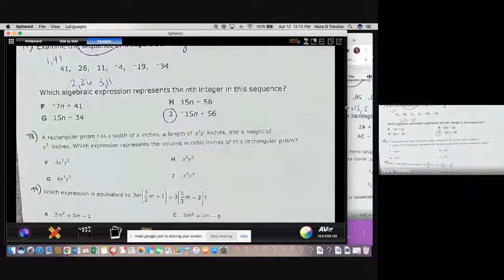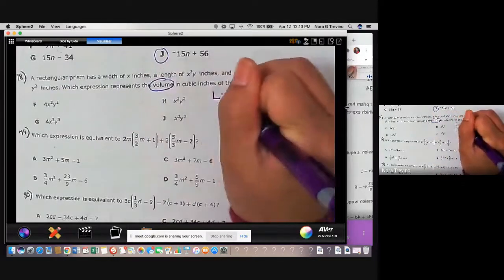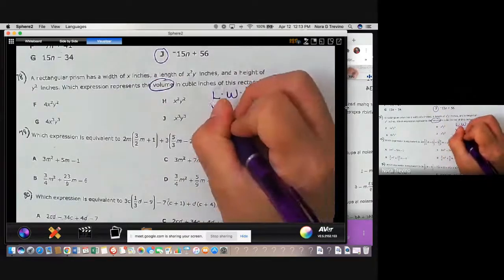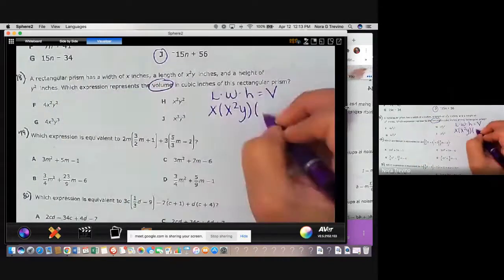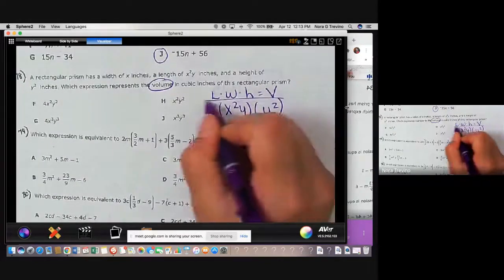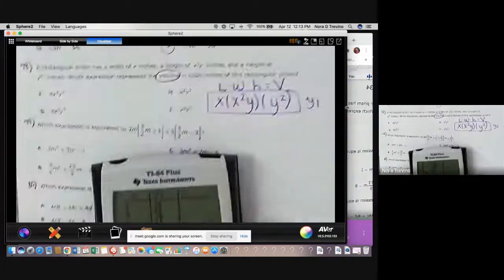Okay. Look at 78. A rectangular prism has a width of x, a length of x squared y, and a height of y squared. Which expression represents the volume? Again, volume is length times width times height. So all they're telling you to do here is to do x times x squared y times y squared. So this is basically laws of exponents, but being asked in a volume question. And no, you don't have to solve it. This can go in Y1, answer choices in Y2, and let's check the table.